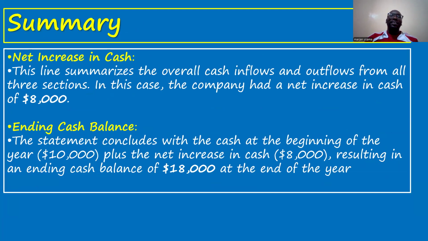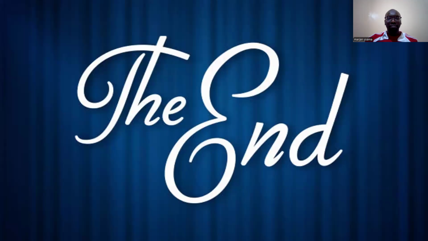And of course, the summary is there. So this line summarizes the overall cash inflow and outflow from all the three sections. In this case, the company had a net increase in cash of what? 8,000. So that is what yesterday we did not cover. We did not finish this part. So that is all about the cash flow statement.